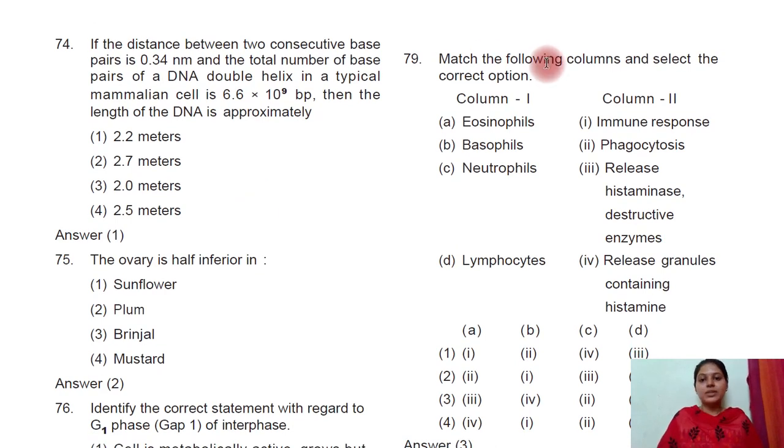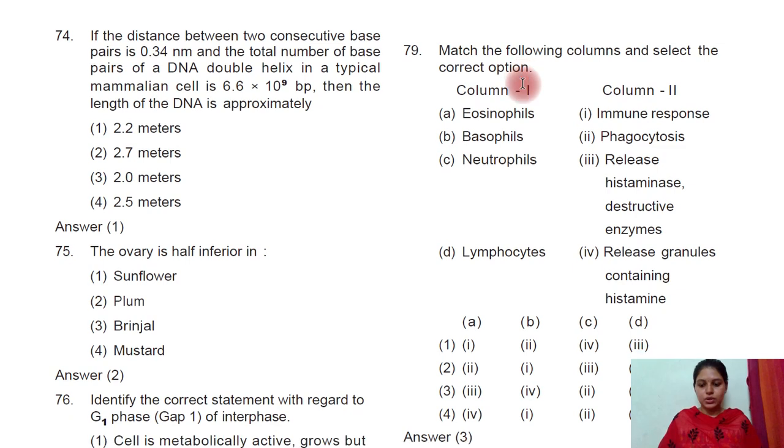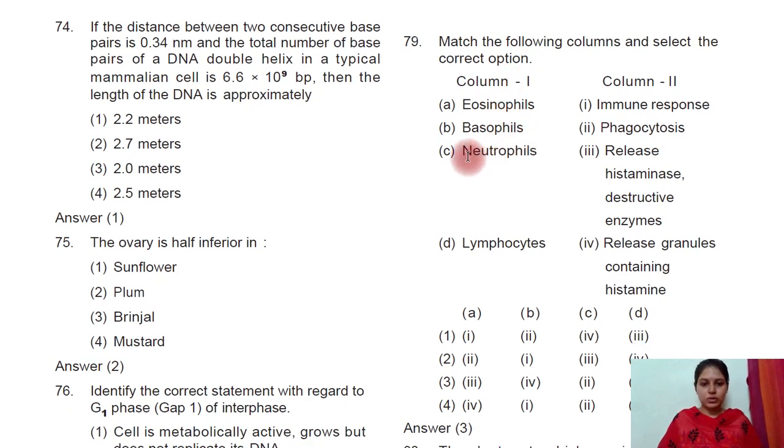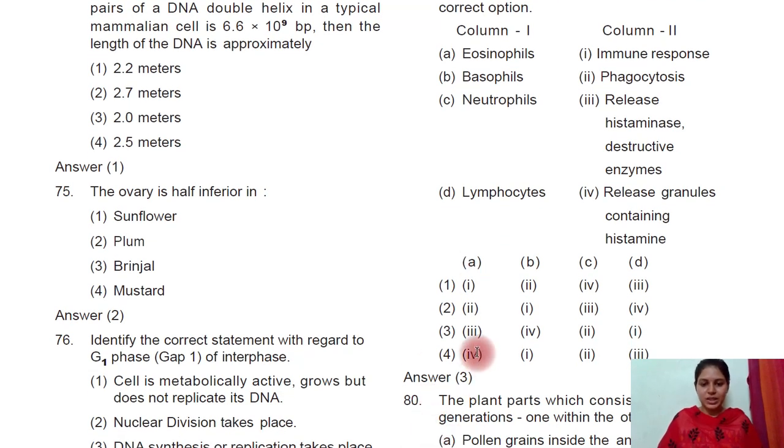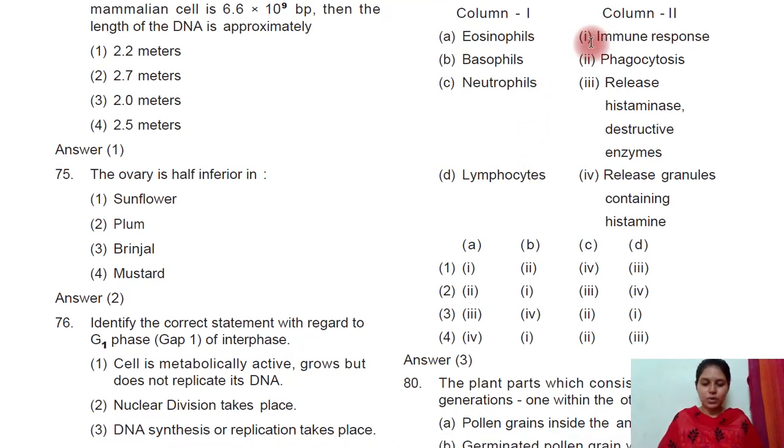Match the following columns and select the correct options. So we all know that eosinophils, basophils, every one of these blood cells has its own function, right? So 3, 4, 2, 1. It's a very direct question. Lymphocytes are the defense cells, the blood cells, because they give rise to the immune response. So all this is a direct question.